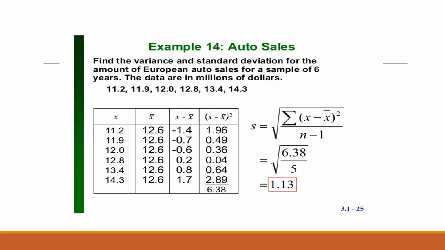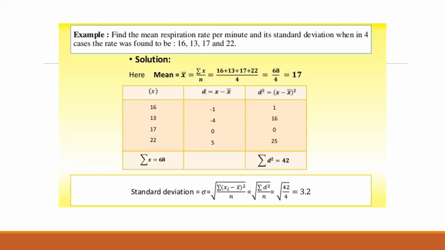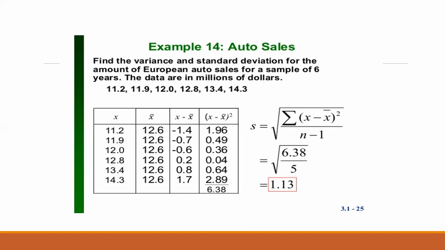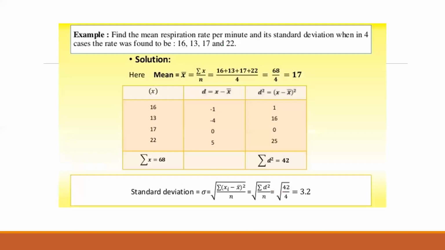So here is an example of auto sales, in which the variance and the standard deviation are to be calculated for European auto sales for a sample of 6 years, and the data are given in millions of dollars. First of all, we use the sample standard deviation formula. We make a table with the values, then the mean, then x minus x bar, and then the squares of these deviations. We apply these values in the formula, and we get a standard deviation of 1.13. This is a low standard deviation.